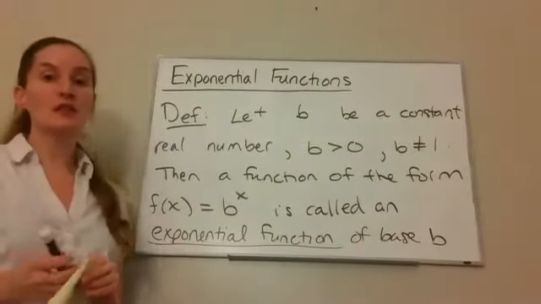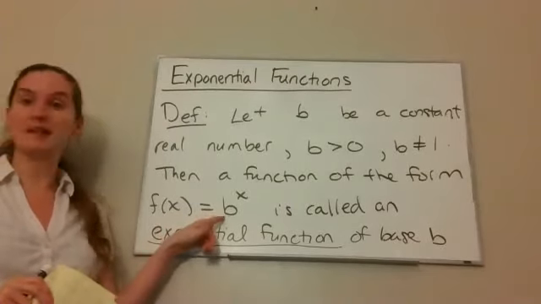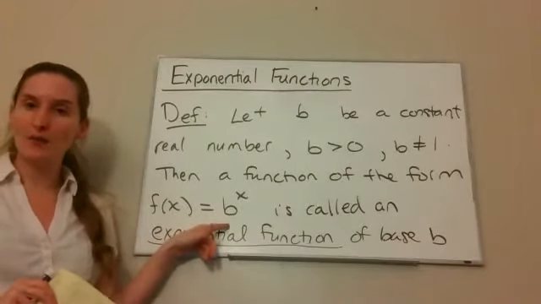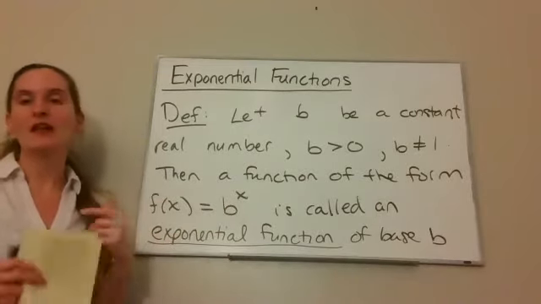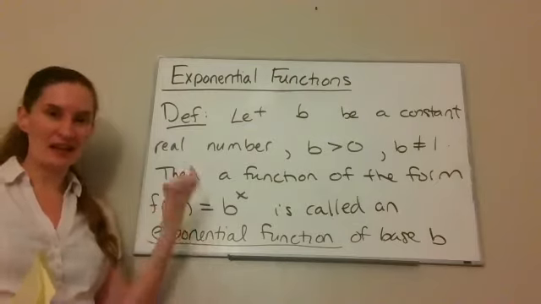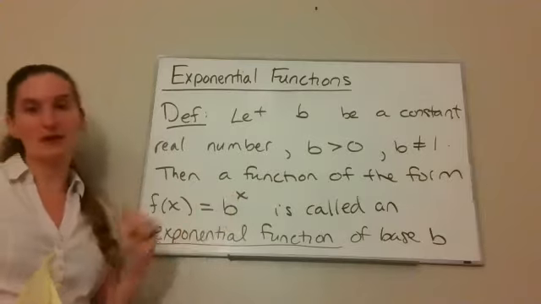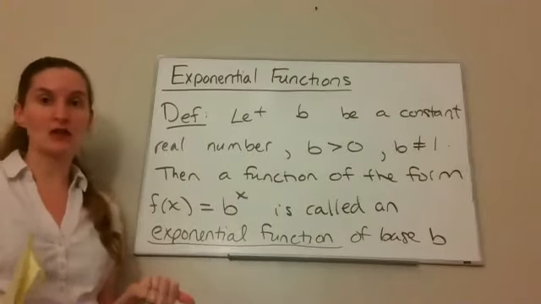So something important to notice about our exponential function is the fact that our base is a constant and our variable is actually up in the exponent. So this is different than our polynomials that had x as the base and had a constant exponent. We have a constant base and a variable exponent for our exponential functions.